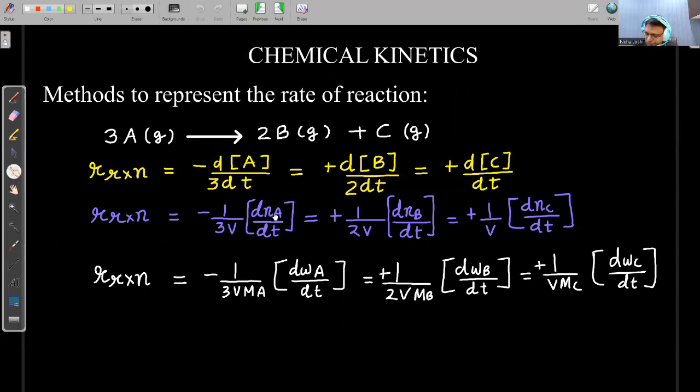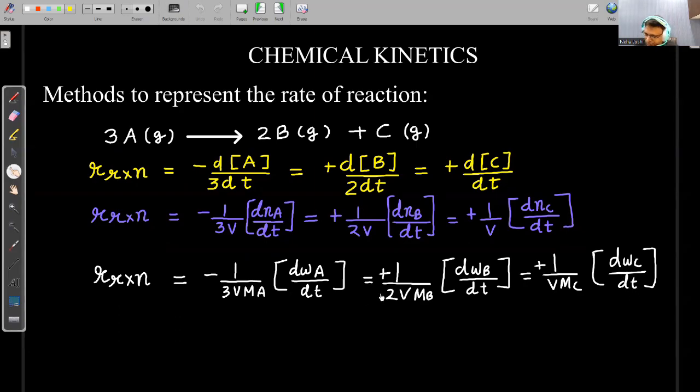Now, number of moles can be written as mass upon molar mass, and the molar mass of A, B, and C is not going to change. So that's why we can write that rate of reaction is equal to minus 1 upon 3 into volume of the system into molar mass of A into change in mass of A with respect to time. Similarly, in terms of B, we can say 1 upon 2 times volume of system, molar mass of B, change in mass of B with respect to time, which is equal to 1 upon volume of system, molar mass of C, change in mass of C with respect to time.